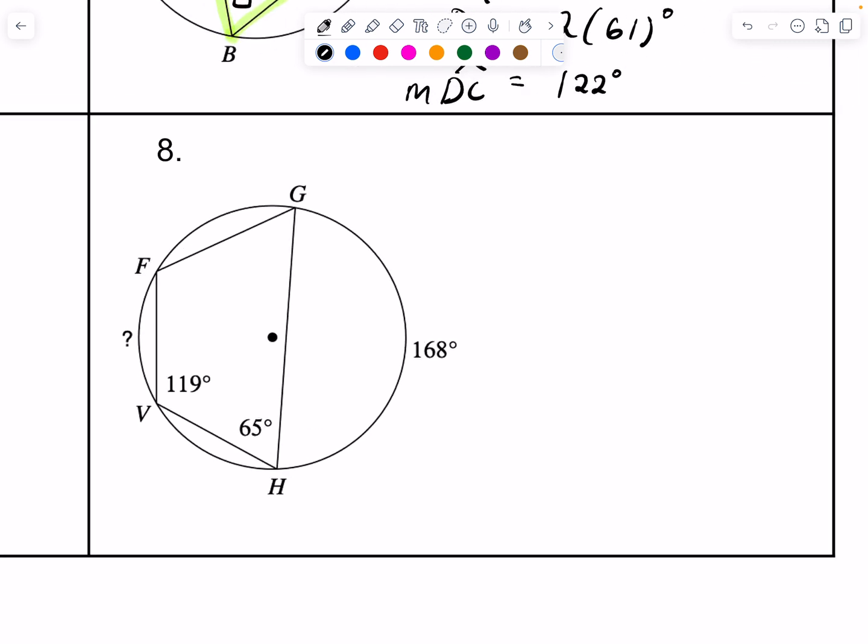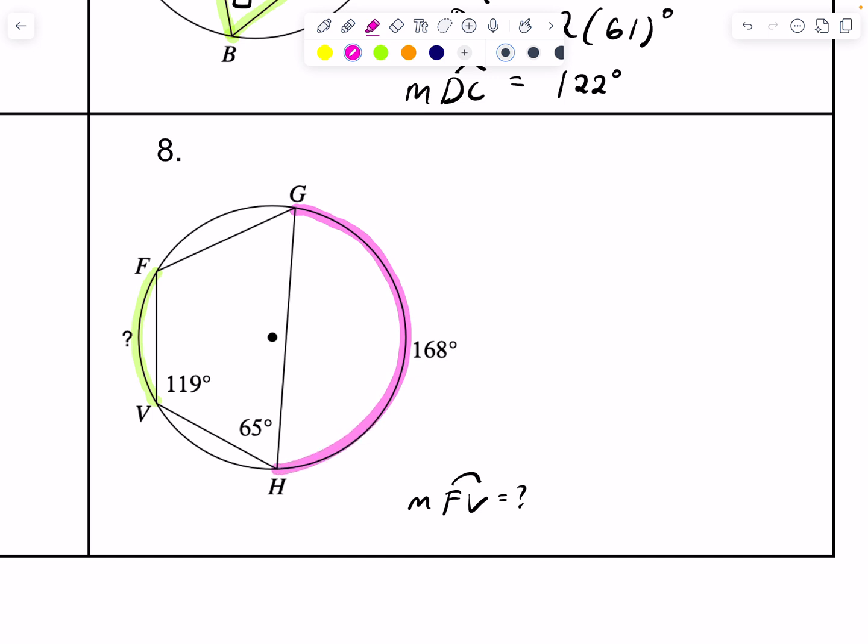Okay, number 8, I'm trying to figure out this arc FV. That's ultimately where I'm going here, the measure of arc FV. That's what I want to find. Now, when I look at the values that are given to me, I notice I have arc GH.